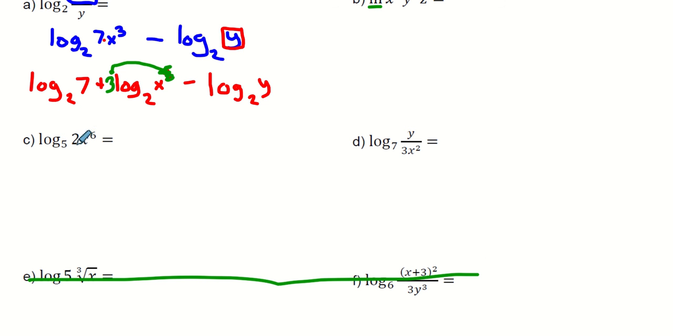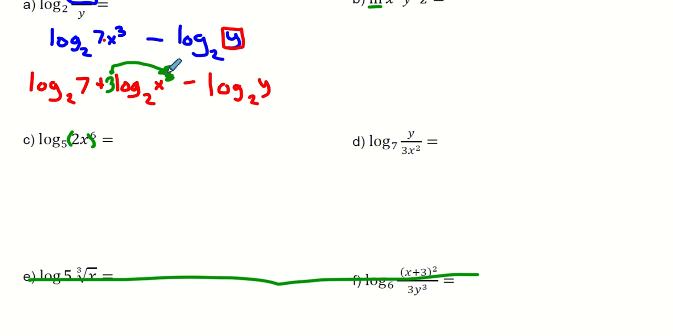Now, someone would be tempted to say, well, that 6 can go up to the front, but it can't. And I'll tell you why. The 6 only applies to the x. If we were going to move that 6 to the front, it would have to be something like this. So like if it was 2x all to the 6th power, then we can move that 6 up to the front. So you can only move the exponent to the front if it's applied to the entire argument.